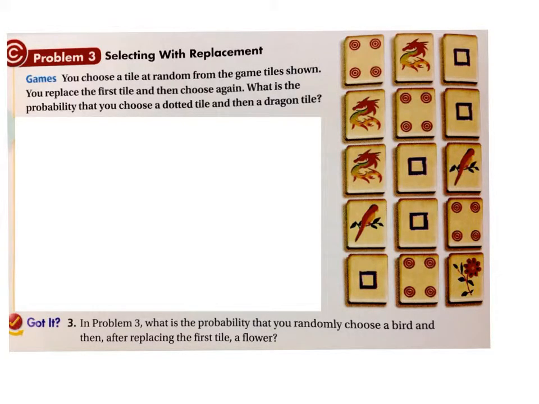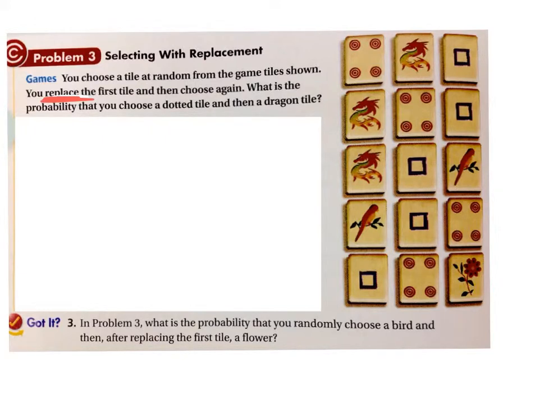All right, then let's say you have a certain set of things like these mahjong tiles here. Sometimes they'll ask you, what's the probability that I pull a dragon tile and then a flower tile? You need to know, am I replacing the tile I pulled first or am I putting it back? The first thing we're going to talk about is if you're replacing it. If you are replacing it, they have to tell you that you replaced it. This question says you replace the first tile and then choose again. So in that case, it's easier.